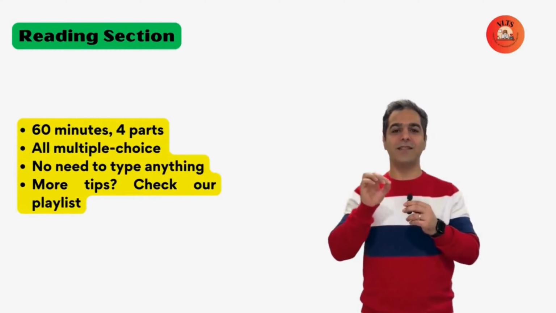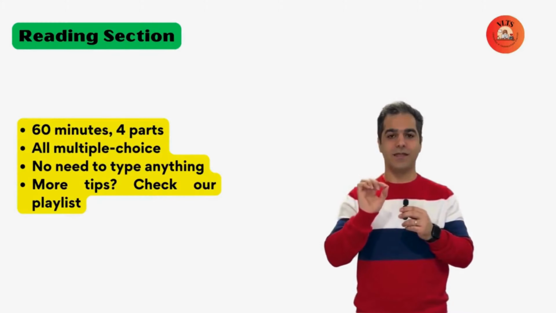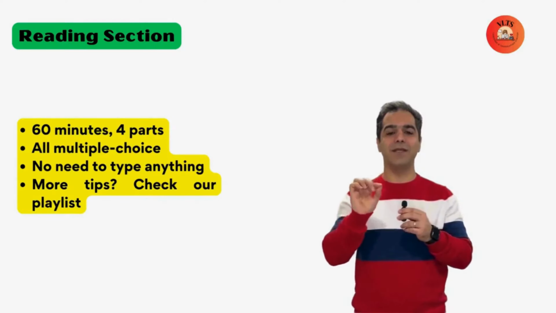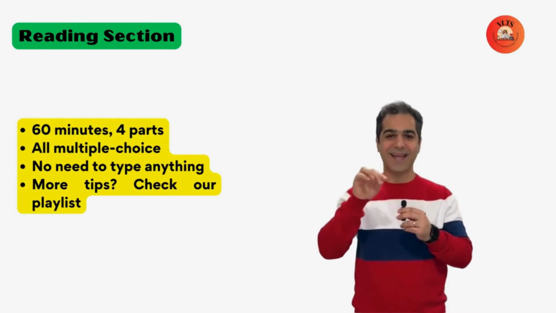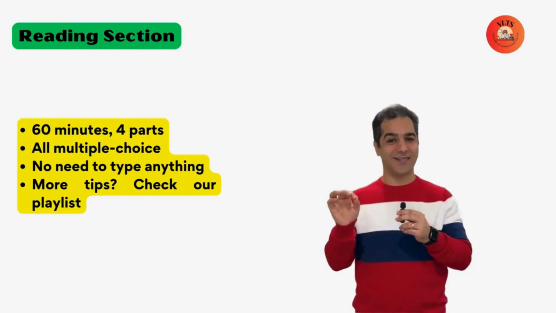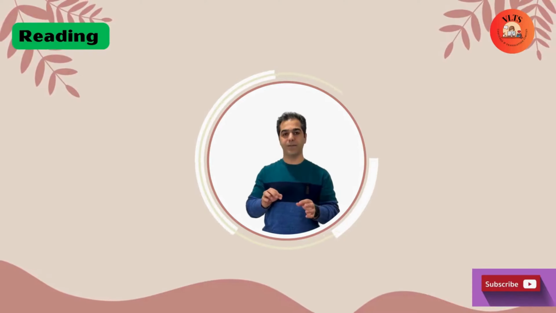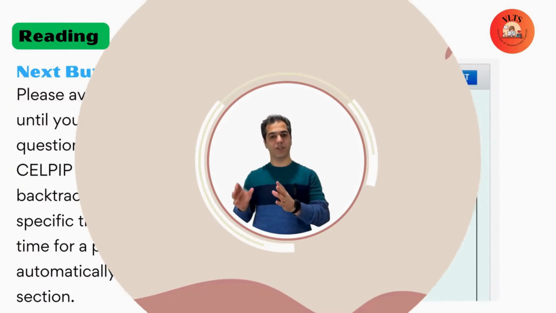As you may have seen in our previous CELPIP intro video, the reading section is in 4 parts. That is about 60 minutes long. And again, you have multiple choice questions. Before we delve into the specifics of each part, make sure to internalize these points regarding the CELPIP reading section.